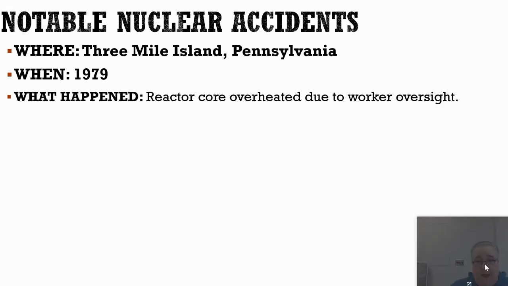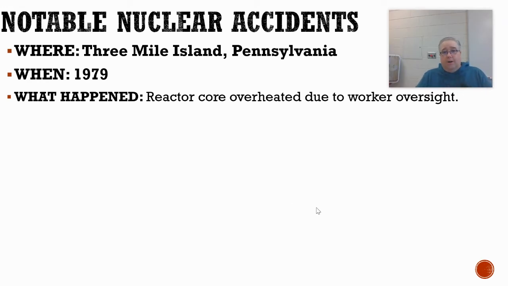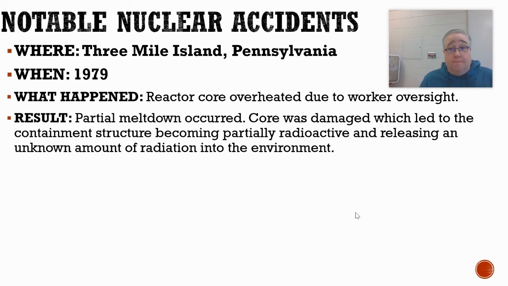All right, so a couple of notable accidents that have happened with nuclear power. The first one is 3 Mile Island in Pennsylvania. This is the closest that we've ever come in the United States to actually having a nuclear meltdown and a nuclear accident. It happened in 1979, and what happened was the reactor core overheated, mainly due to worker oversight. I don't know the exact details of what happened. You can probably do a Google search and find out. But the reactor core did overheat to the point where there was a partial meltdown.